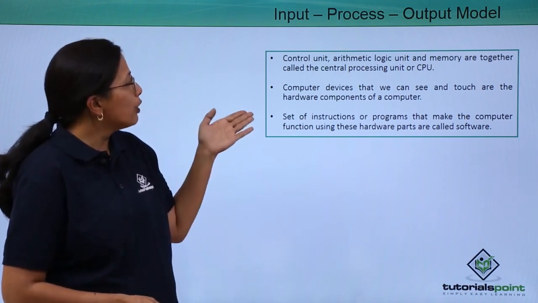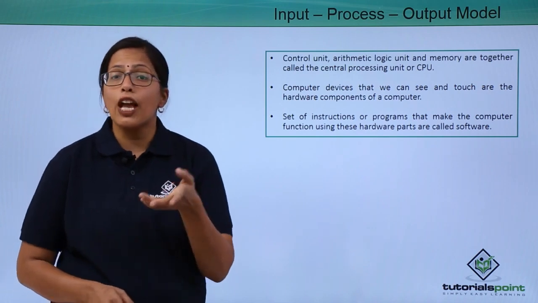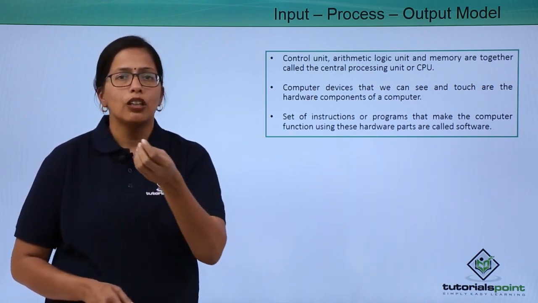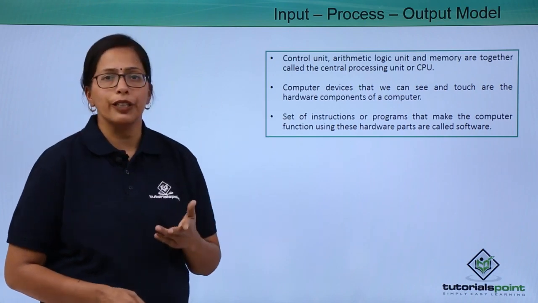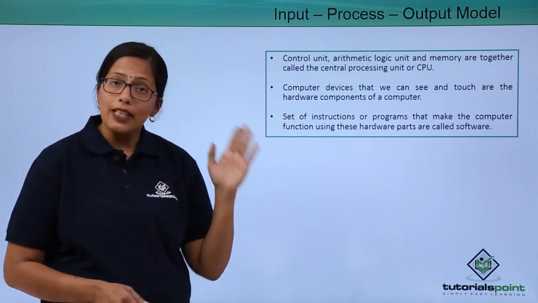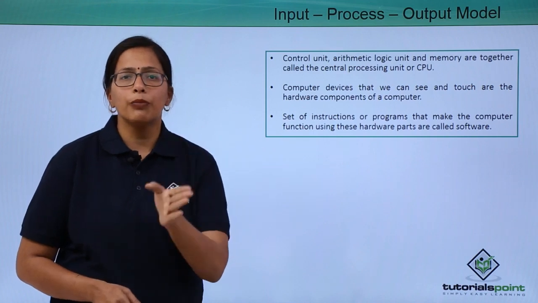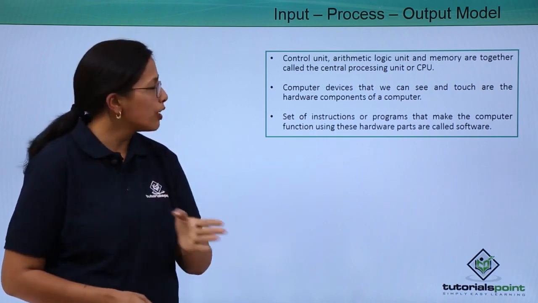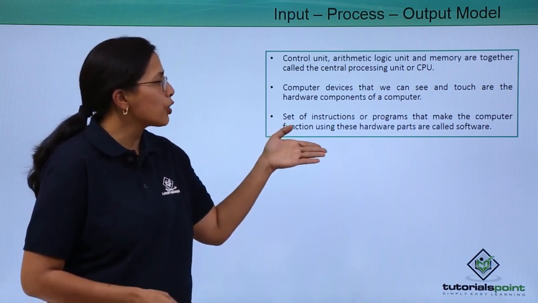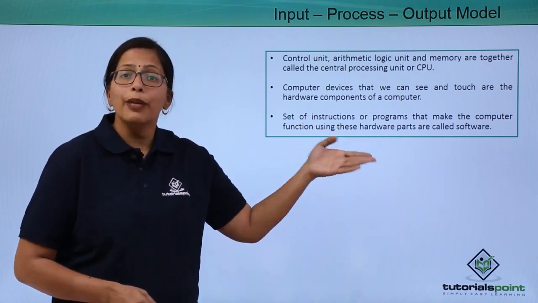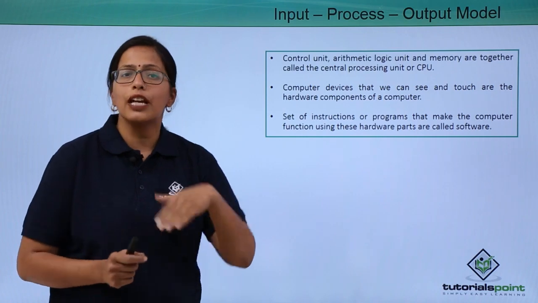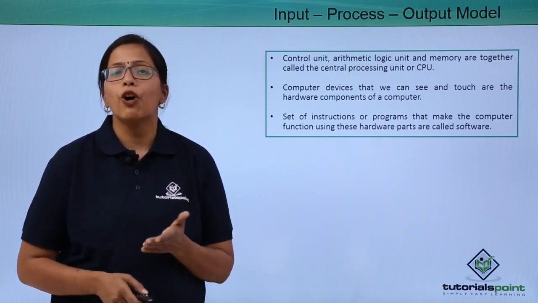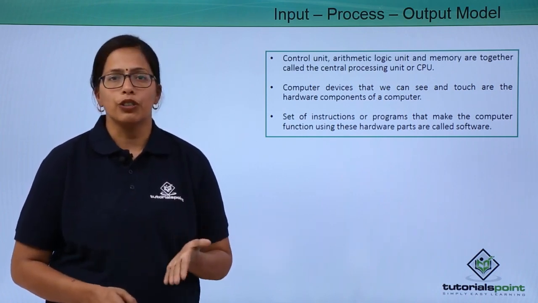Computer devices that we can touch and feel, like a keyboard, a monitor, a mouse, are called the hardware components of the computer. Besides the hardware component, a computer also has software. What is software? Set of instructions or programs that make the computer run. The instructions that we are giving to the computer form the software of the computer.